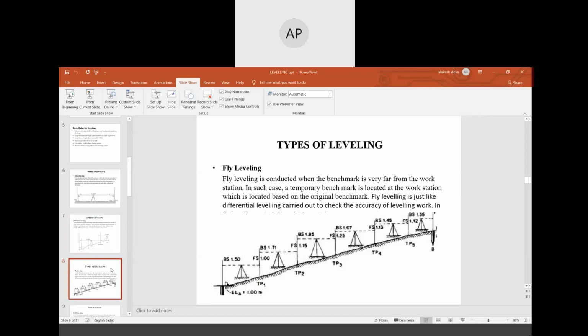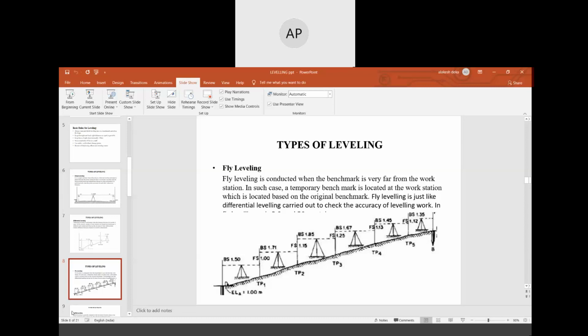Next is your fly leveling. This type of leveling is performed when the benchmark is very far from the workstation. In such a case, you have to take a temporary benchmark which is located in the workstation and which is located based on the original benchmark. So fly leveling is just taken.